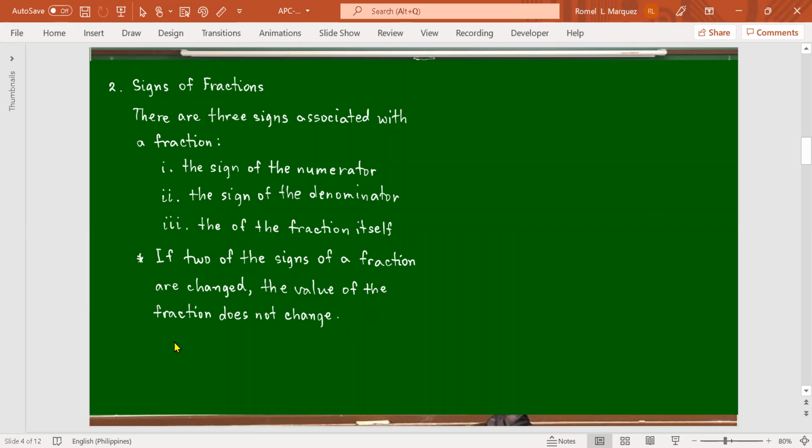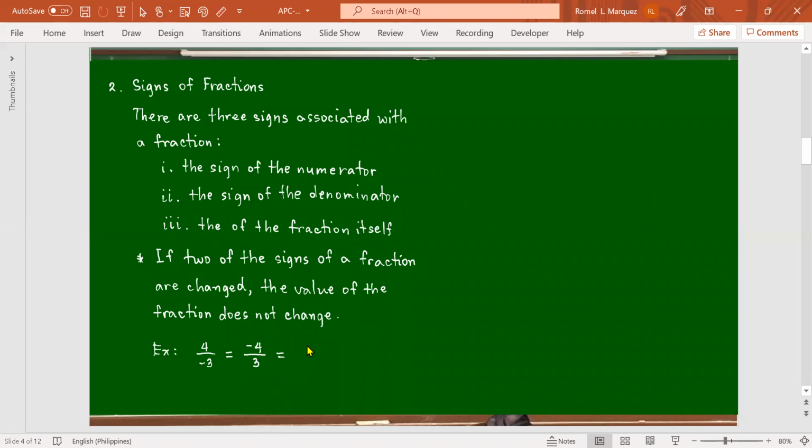Okay, let's say I have 4 over -3. What is the sign of the numerator? Positive. What is the sign of the denominator? Negative. What is the sign preceding the fraction itself? Not the totality, but the one that is in front of the fraction. Positive. Okay? Although the value of the fraction is what? A negative in totality. Now, if I change two of the signs, let's say I change the sign of the numerator into -4 and the sign of the denominator into +3. How many signs did I change? 2 signs. So there is no change in the value of the fraction.